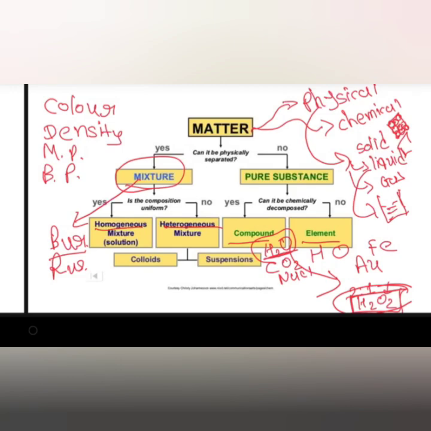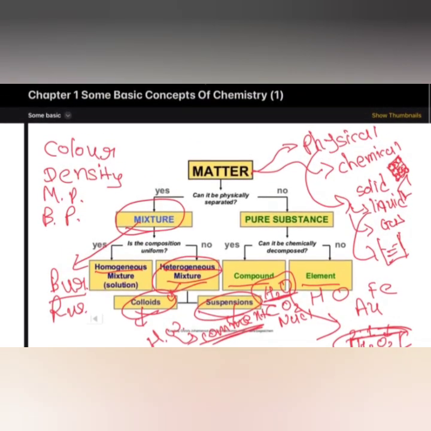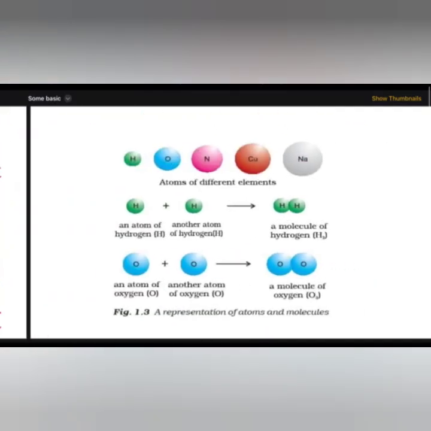and the heterogeneous mixture has two parts: colloidal substance and suspension. What is a colloid and what is a suspension? It is the homework, and please comment. Okay, next, here we can go to our next slide.